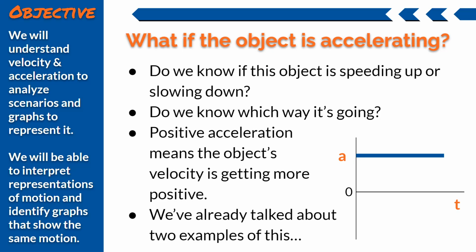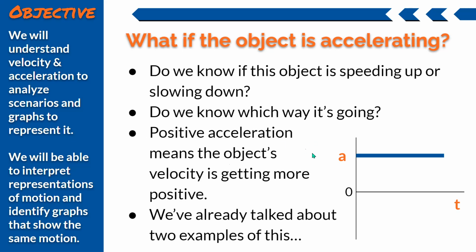We do not. Okay, I have no idea because I don't know which way it's going. I don't know what its velocity is. All I know is it has a positive acceleration, and we learned earlier that positive acceleration doesn't necessarily mean speeding up or slowing down. It could mean either. Do we know which way it's going? No, we do not. Again, we don't get much information from this graph.